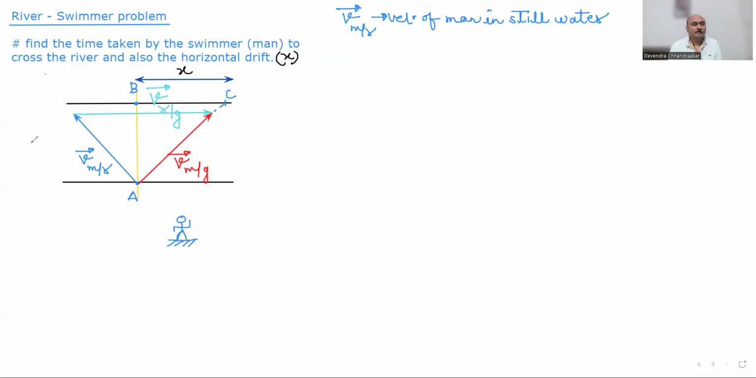So you have to find X, and also given is the width of the river. So width of the river D is given. So this is given to you. So AB is the same as the width of the river? Could it be anything else?